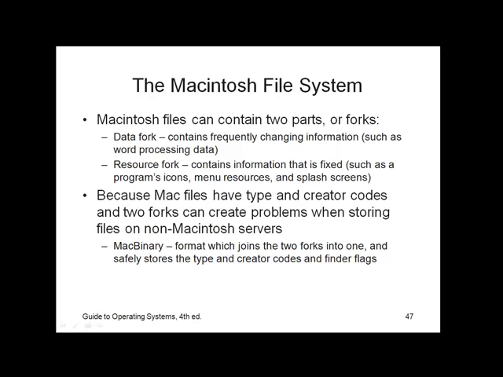Macintosh files can contain two parts, or forks: a data fork that contains frequently changing information, such as word processor data, or a resource fork, which contains information that is fixed, such as the program icons, menu resources, and even splash screens. Now, because Mac files have type and creator codes and two forks, this can create problems when storing files on non-Macintosh servers. MacBinary is generally a format which joins the forks into one and safely stores the type and creator codes as Finder flags.